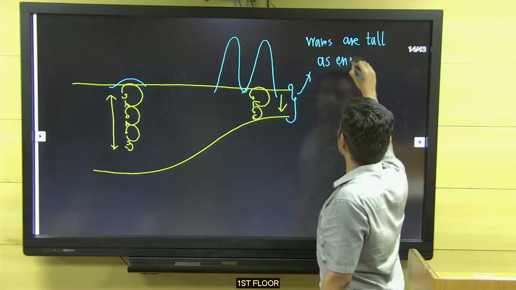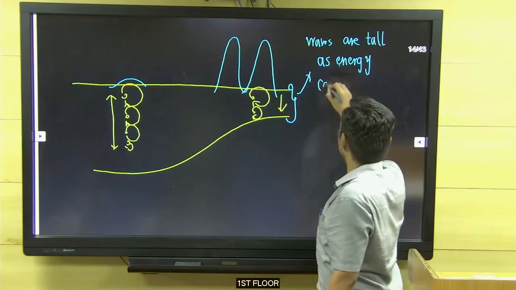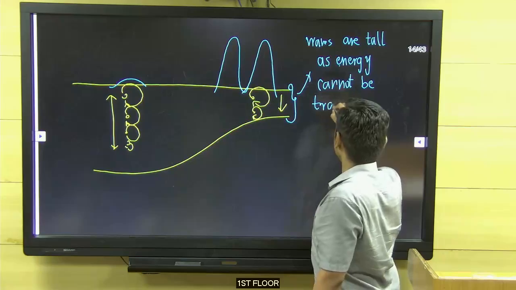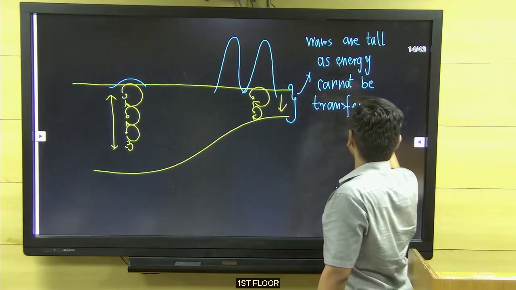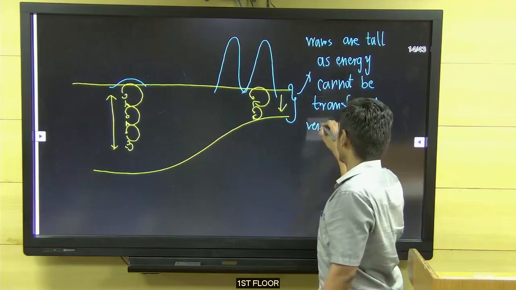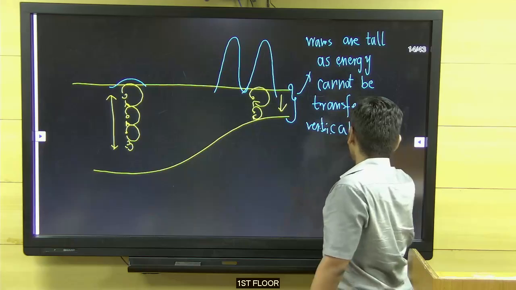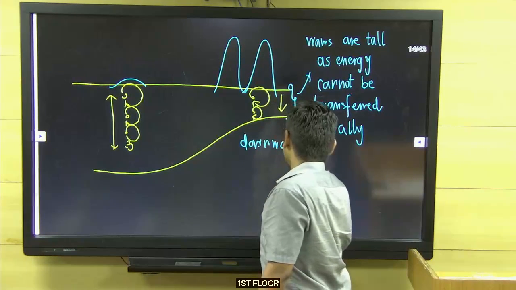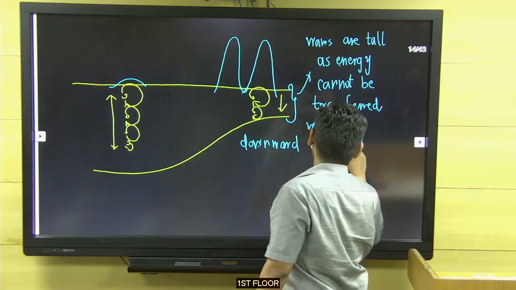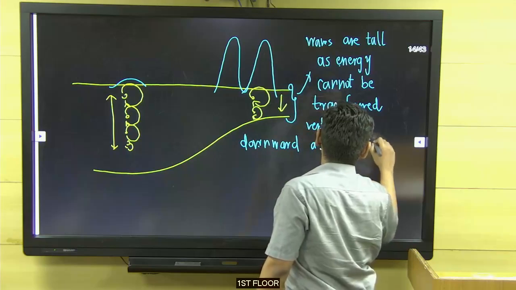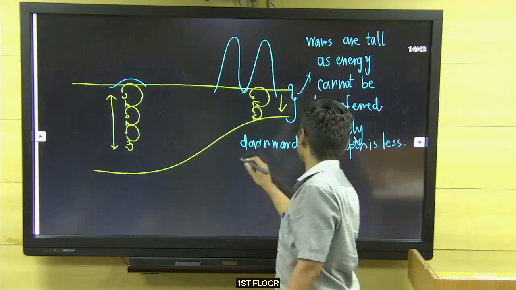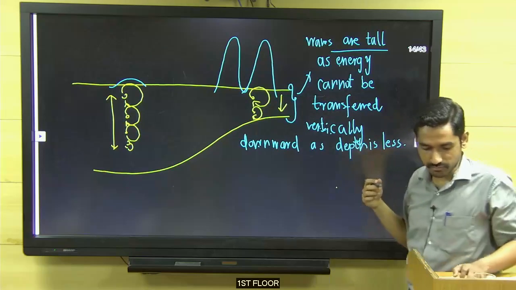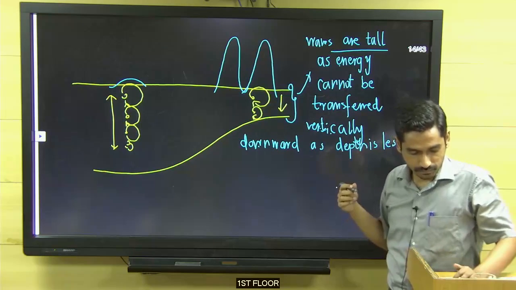as energy cannot be transferred vertically downward, as depth is less. Depth is less. Full stop. This increases height. Waves are tall, as you already established.